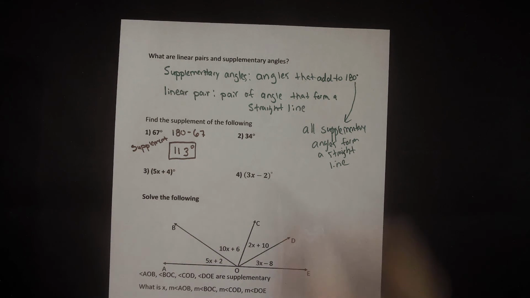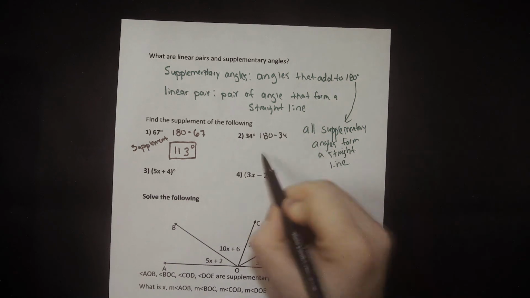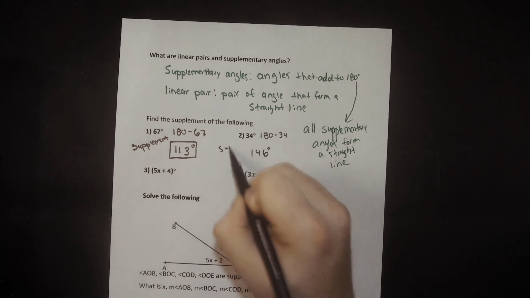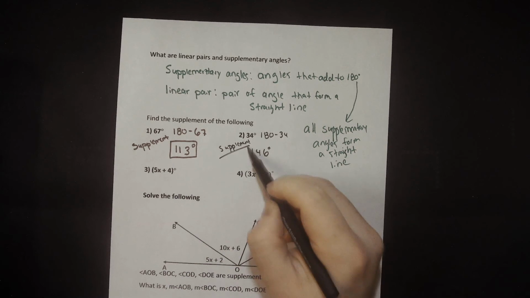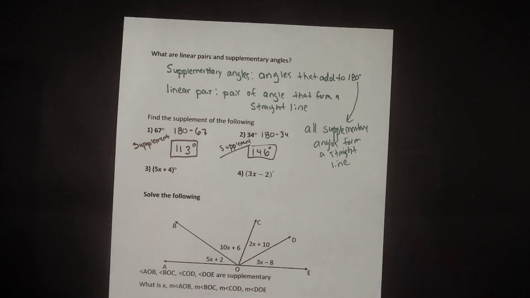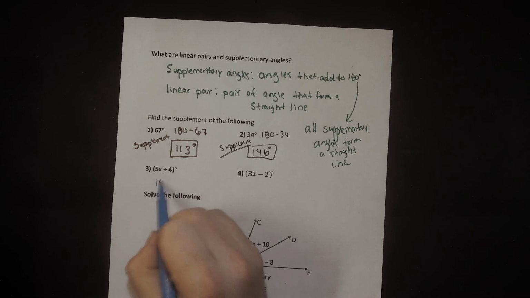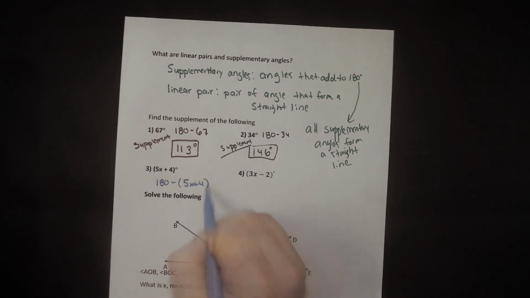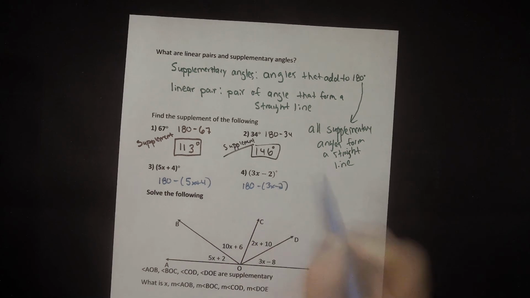Okay. Same thing over here. I would just do 180 minus 34. So that's 146. So again, the supplement is 146. It's what would add to 34 to be 180. And once again, just like on the other side, when you get these weird ones, all you're going to do is do 180 minus 5x plus 4 and 180 minus 3x minus 12.